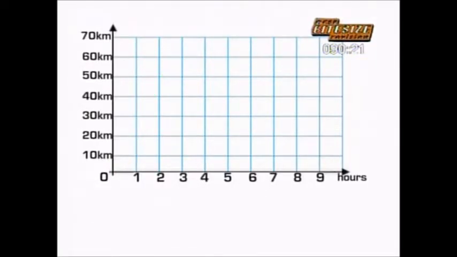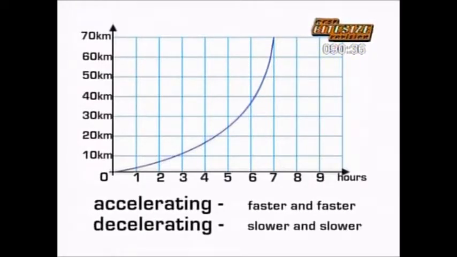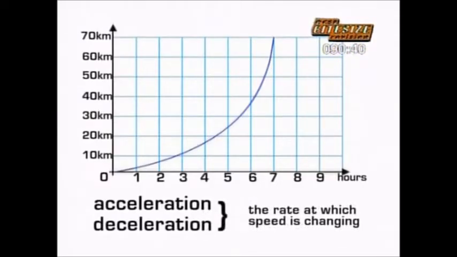If something doesn't travel at a constant speed but gets faster and faster, then its time-distance graph looks something like this. Accelerating is the word for getting faster and faster. Decelerating is the word for getting slower and slower. Acceleration and deceleration are the rates at which the speed is changing.